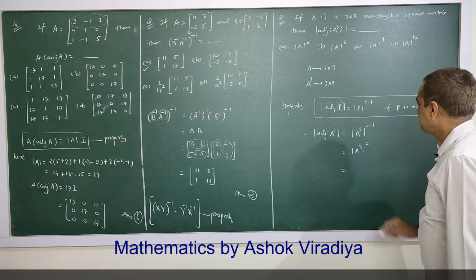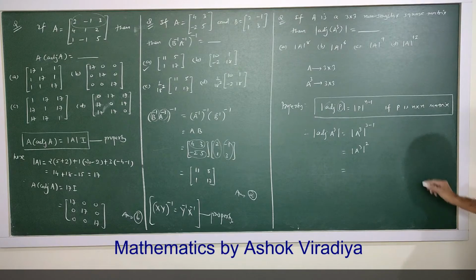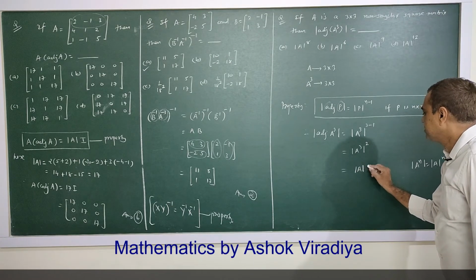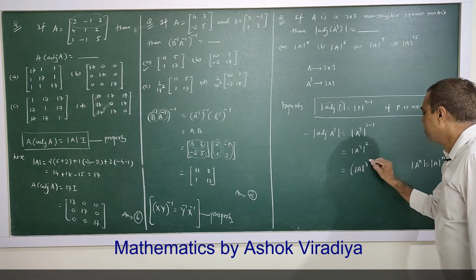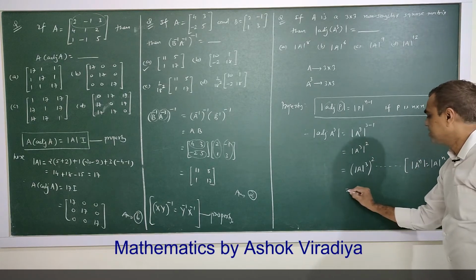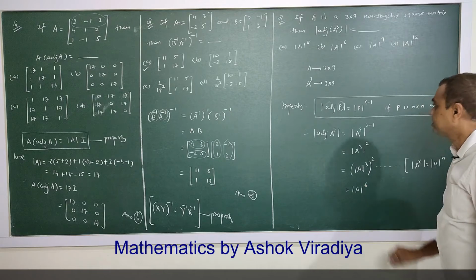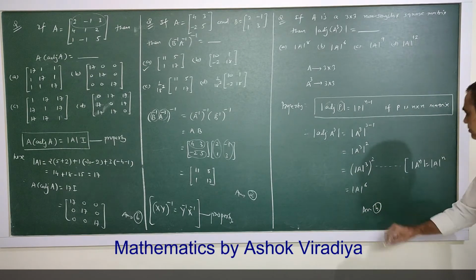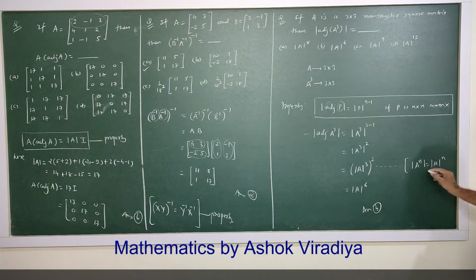So now we have one more property. Determinant of A raised to n is the nth power of determinant of A. So this is determinant A raised to 3 and whole square. So this is determinant A raised to 6. So the value is B. So always remember such properties.